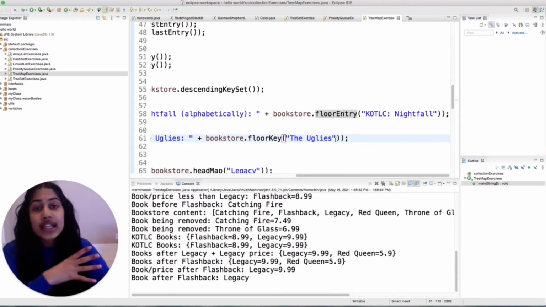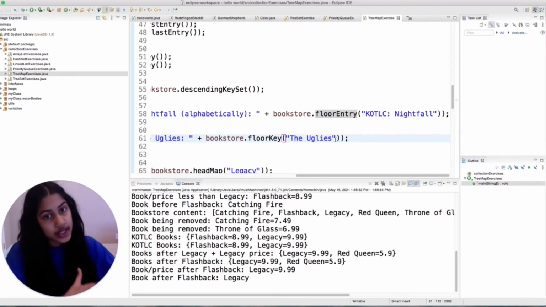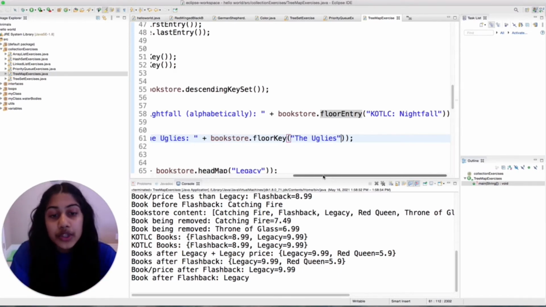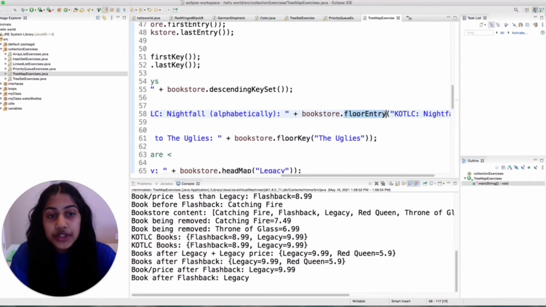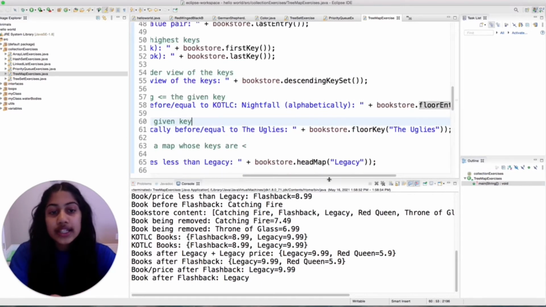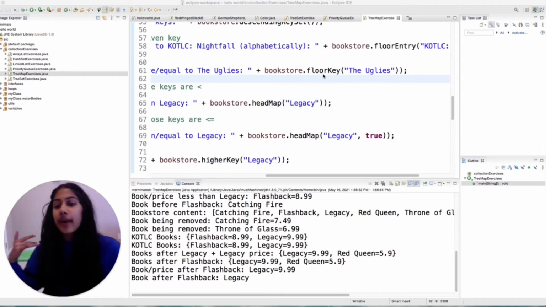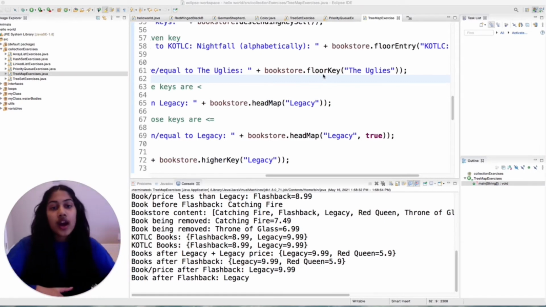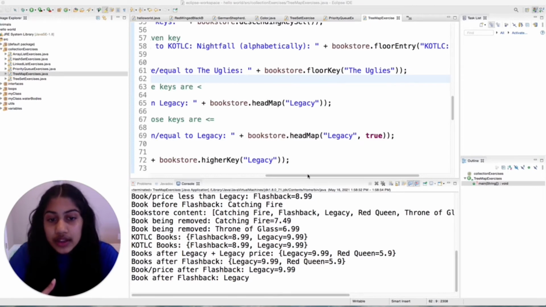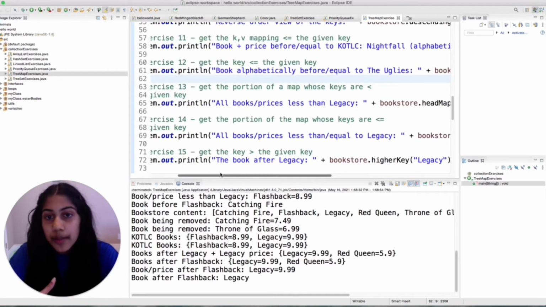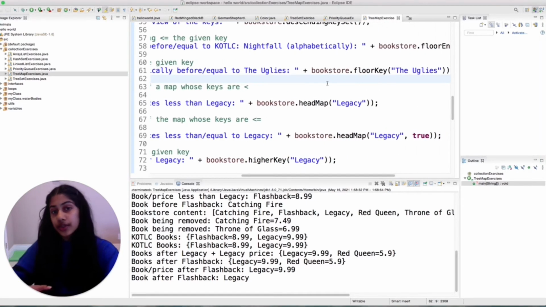And then ceiling would be the key and value after that key. So just something to keep in mind when you see methods that are named like floor entry, floor key, ceiling key. When it's talking about floor something, it's talking about less than or equal to. And when it's talking about ceiling something, it's going to be talking about greater than or equal to.